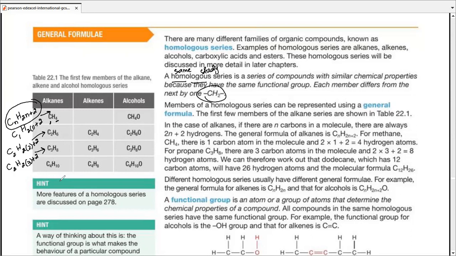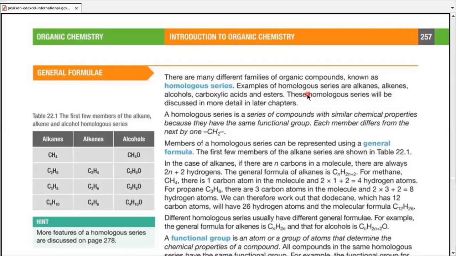No matter which step of the series I talk about, this general formula can always help you come up with the exact formula of the compound. For example, tell me how many hydrogen atoms would be there. I was asking you about alkanes, and I was telling you that the general formula is CnH2n+2. So I was asking you, what will be the number of hydrogen atoms present in a compound with 14 carbon atoms? 30.